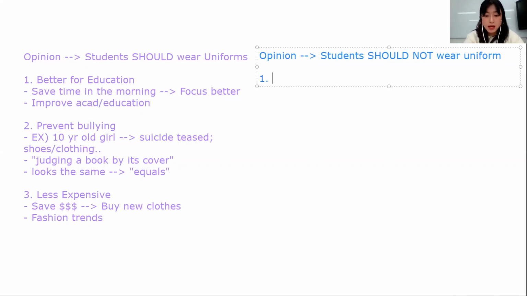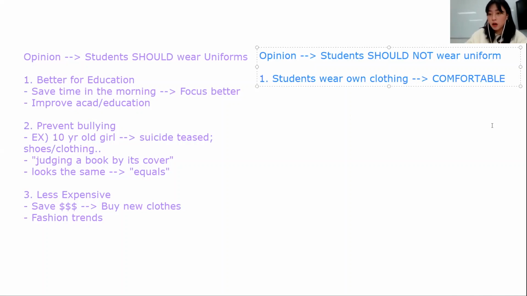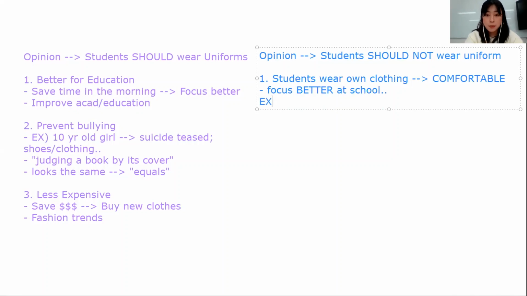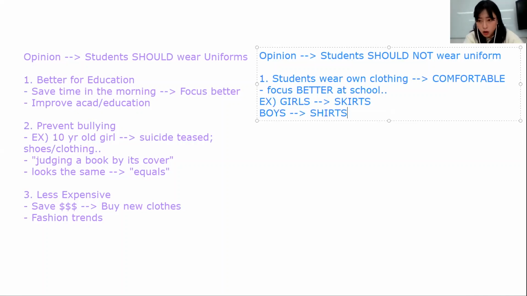So number 1, she thinks that uniforms are actually better for education, but instead we could fight for the fact that if students wear their own clothing, it actually is more comfortable, okay? And if people are more comfortable, they are actually going to be able to focus better at school, okay? Because think about it. For an example, you could use that most uniforms for girls, they have to wear what? Skirts. And for boys, they have to wear shirts, right? And these are all clothing that are not necessarily comfortable, okay?